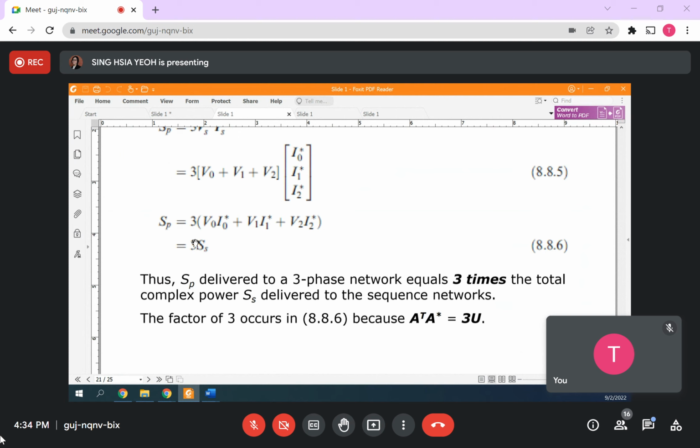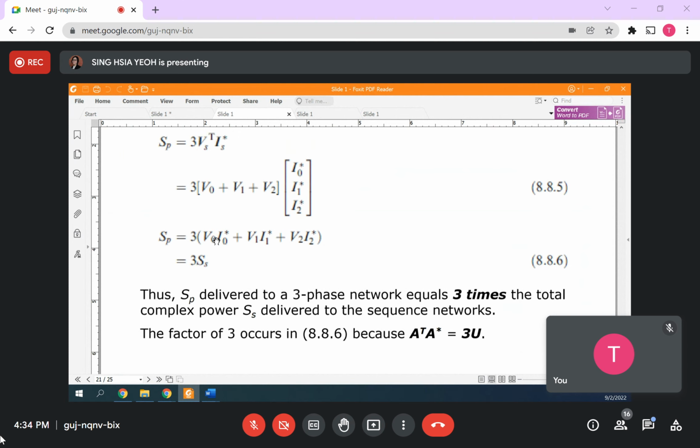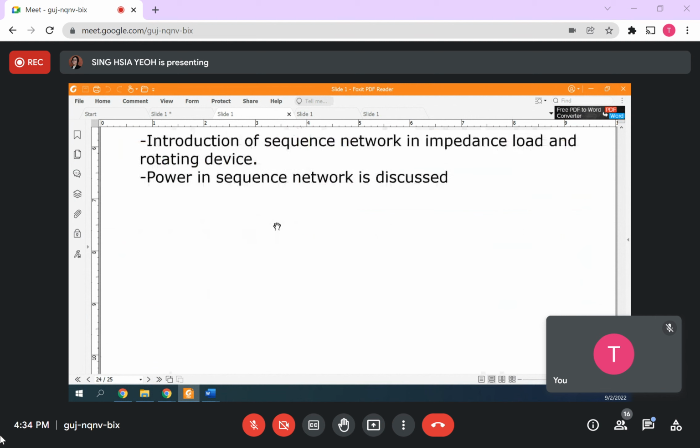Then the formula for power: the power for the phase is equal to 3 times the power of the sequence. Like that only.